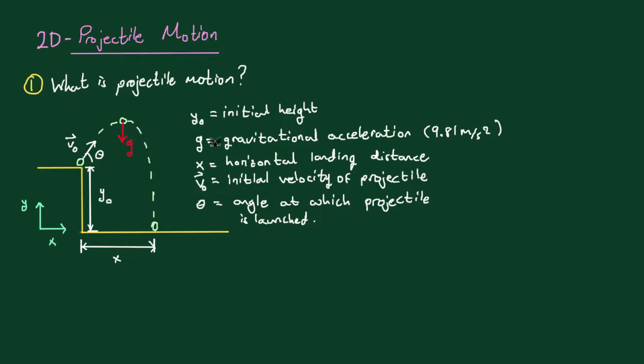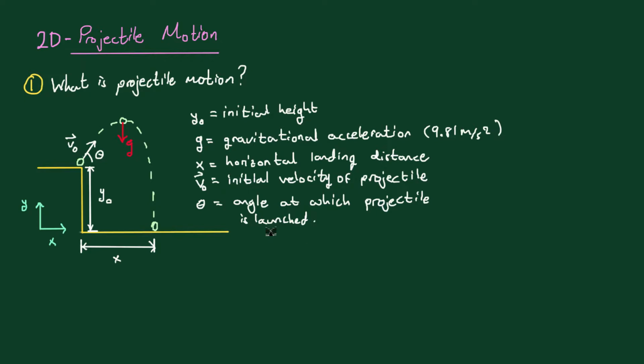So if you take a look over here, you see that some of the parameters on the diagram are defined. y0 is the initial height. g is the gravitational acceleration, which is 9.81 meters per second squared. x is the horizontal landing distance of the particle. v0 is the initial velocity of the particle. Theta is the angle at which the projectile is launched. So the projectile is the object.